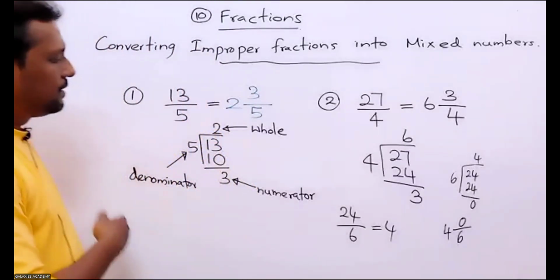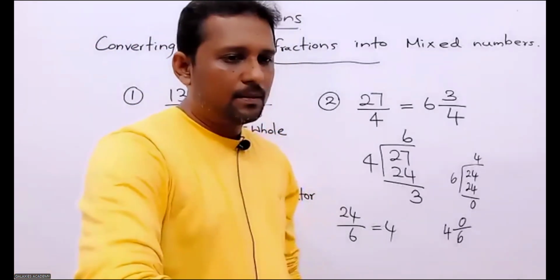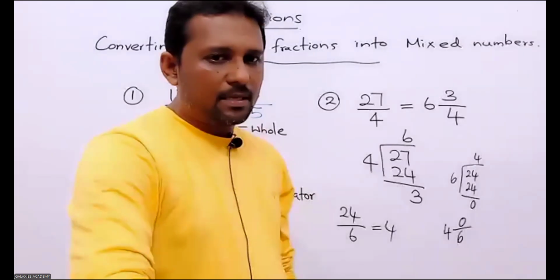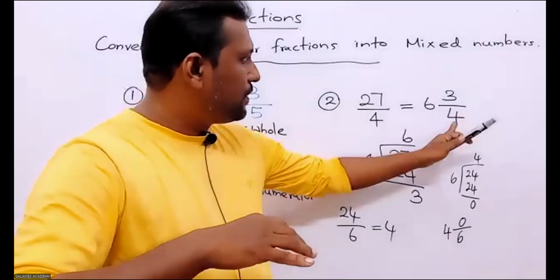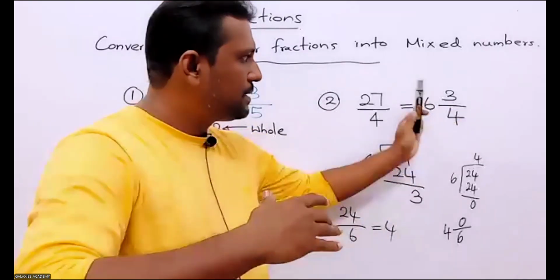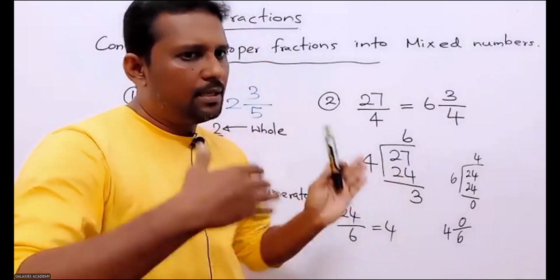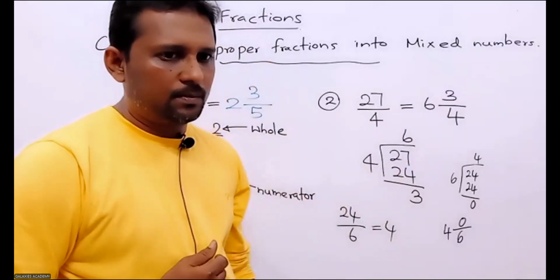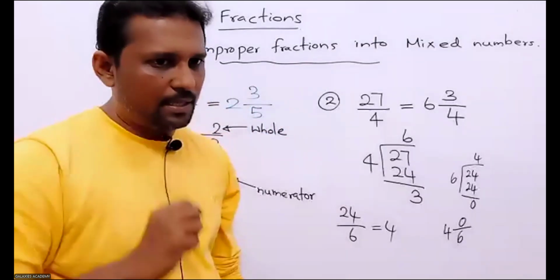Excuse me, sir. So how do we read these mixed numbers? We can read it as 6, 3 over 4. If you want, you can read 6 and 3 over 4. Normally we read 6, 3 over 4. First you read the whole number part. After that you read the fractional part.